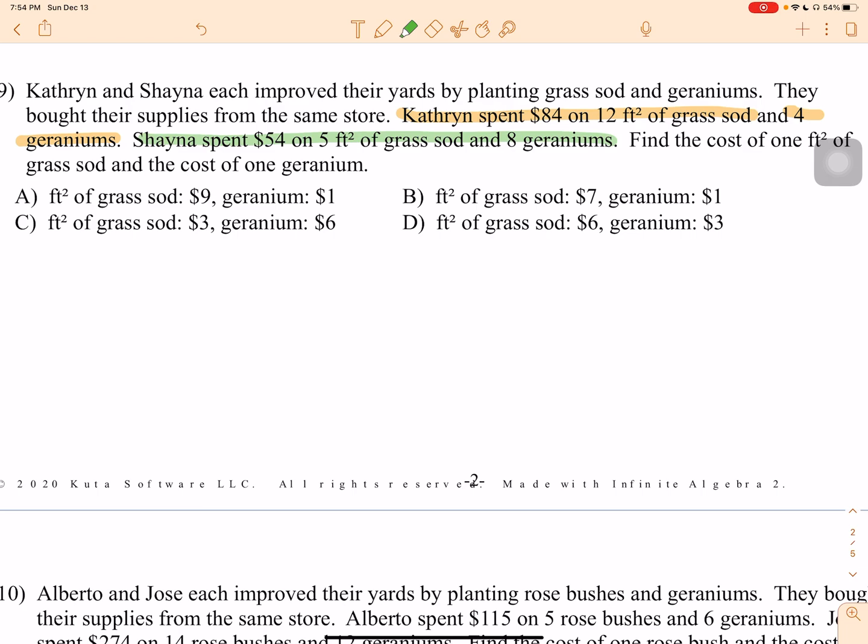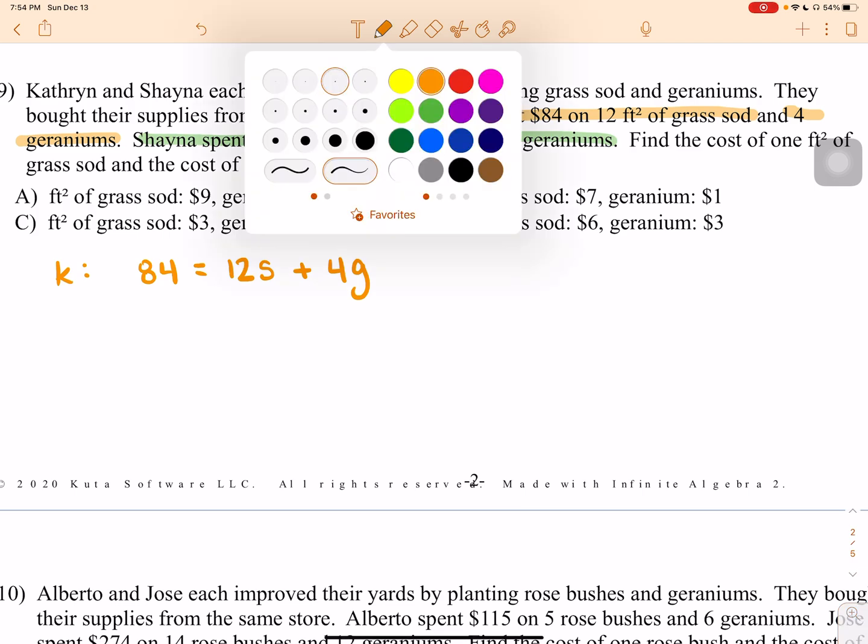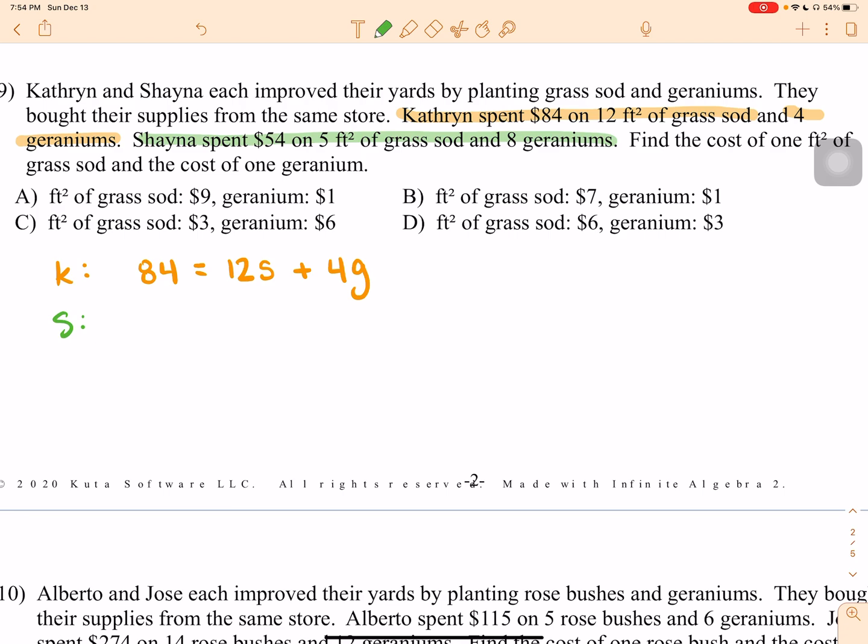All right, so I'm going to use S for sod and G for geranium. So for Catherine, I know she spent $84 total on 12 square feet of grass sod. So I'm going to do 12 times S and 4 geraniums. So I'm going to use a G for geraniums. Let me make that look a little bit more like an S. There we go. All right, and then Shayna spent $54 on 5 square feet of grass sod and 8 geraniums. So here is our system of equations.